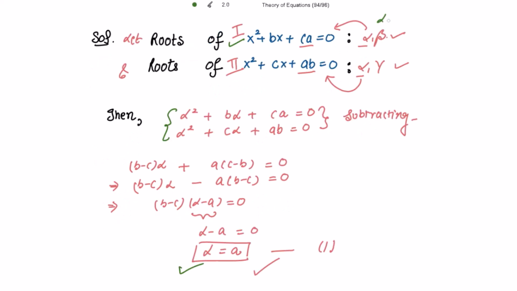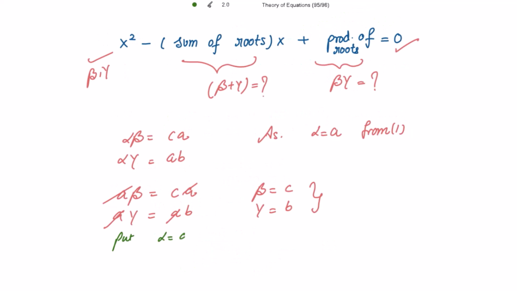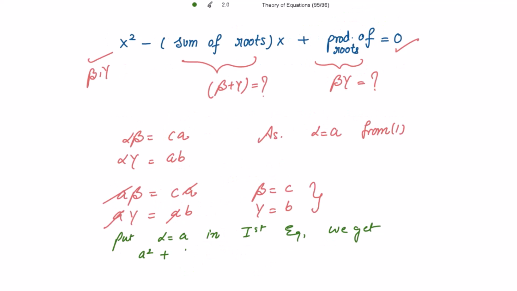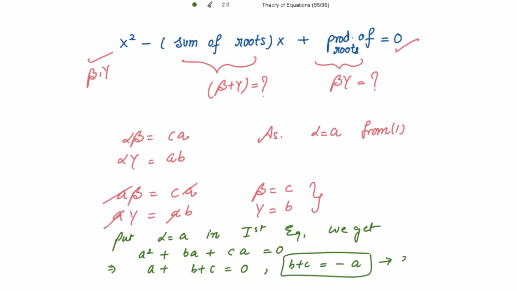So let's put alpha equal to a again in the first equation. We get a square plus ba plus ca equal to 0, right? Which implies a plus b plus c is equal to 0. That is, b plus c is equal to negative a. Please mark this as 2.